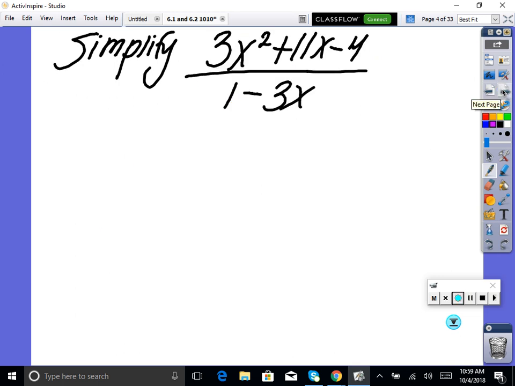Alright, so now looking at this one, there's a reason I'm just doing this one. I'm not going to go through the whole thing. I'm just going to show you. It says simplify. We'll factor the top, factor the bottom. The bottom can't be factored unless it's in standard form. So I'm just making sure you guys understand this.